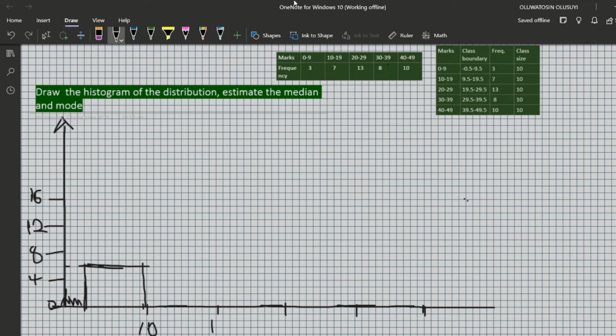This is my 20. This is my 30. This is my 40. This is my 50. You get it? Now for my 9.5, 9.5 is still here. Probably I make this a bit straight.